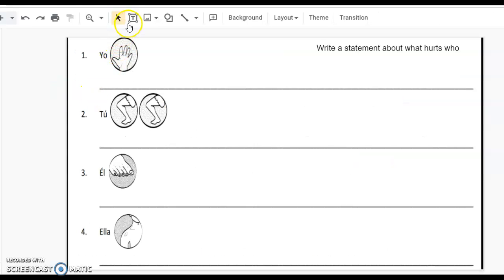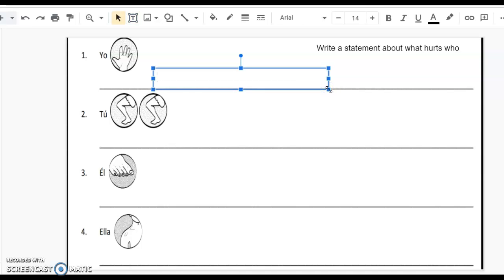On this second slide, you would be inserting text boxes again to be indicating who has what pain. So this one, my hand hurts. The second one, your knees, legs, or feet hurt. You can go with any of those. His foot hurts or his toes hurt. Her shoulder hurts. So all you're going to be doing is putting together the pieces.